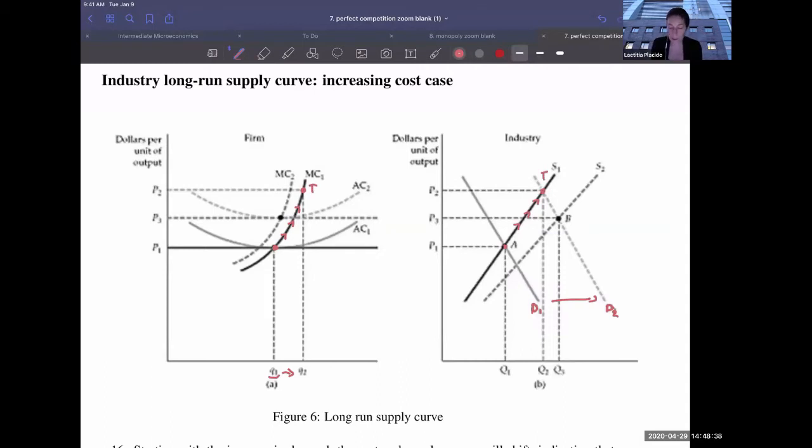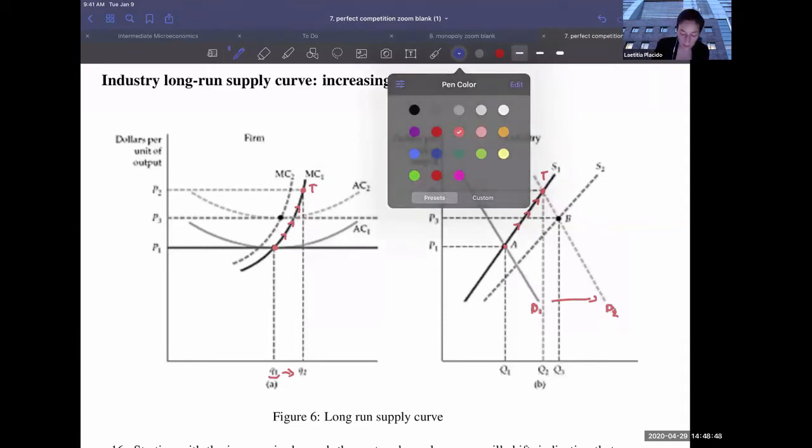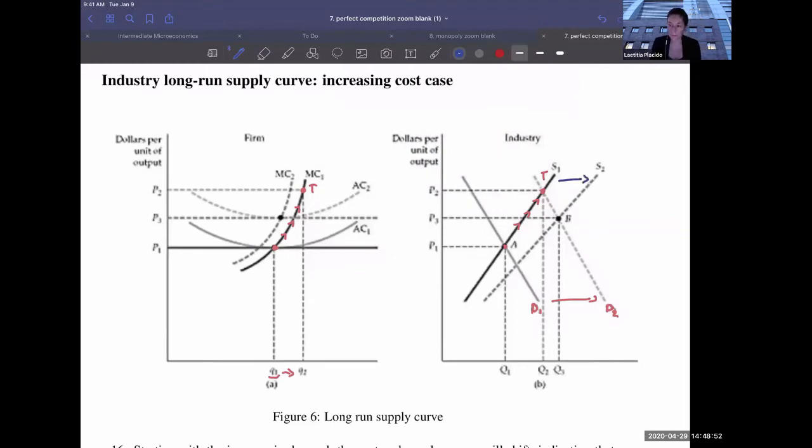But then what happened in the long run? In the long run, we enable new firms to enter the market, which means that, again, our supply curve is going to shift to the right. So here the supply curve shifts to the right, and we move from our temporary equilibrium T to our final equilibrium point B here. So what is the difference with the previous scenario? Here in point B, the price is P3, while in the previous scenario, the price was P1.